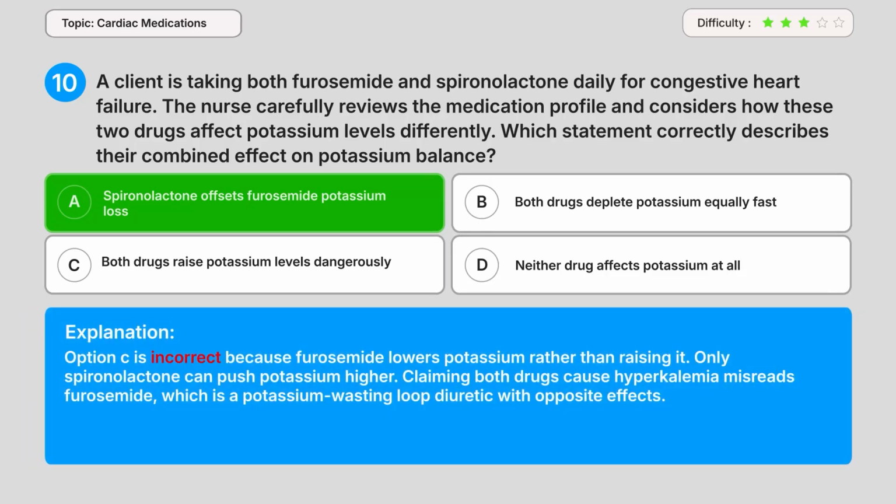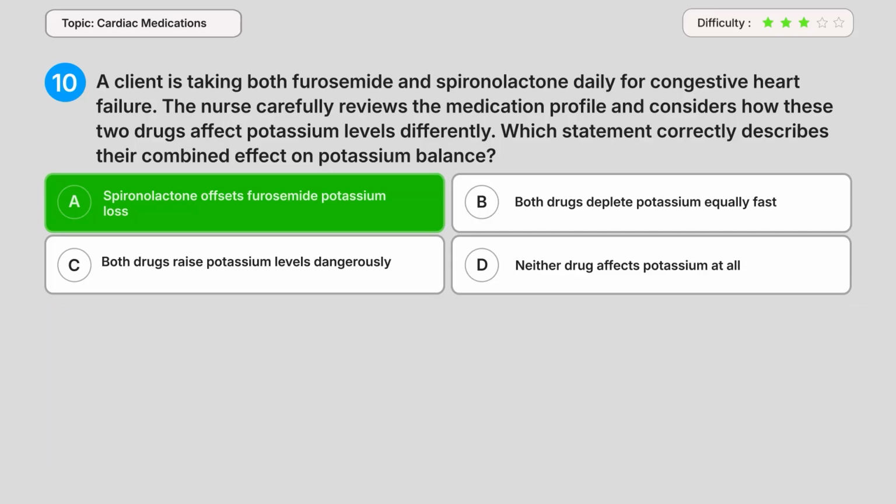Option C is incorrect because furosemide lowers potassium rather than raising it. Only spironolactone can push potassium higher. Claiming both drugs cause hyperkalemia misreads furosemide, which is a potassium-wasting loop diuretic with opposite effects.